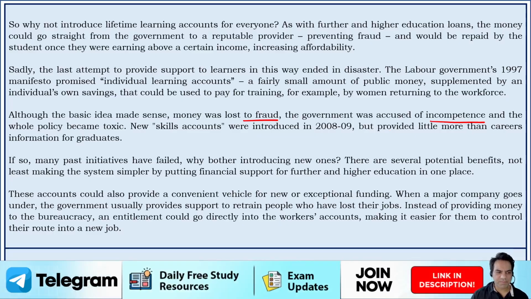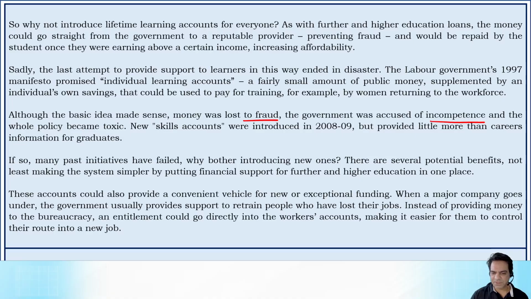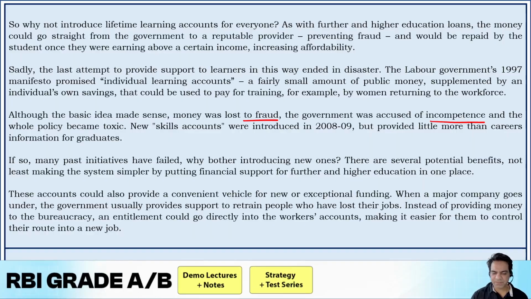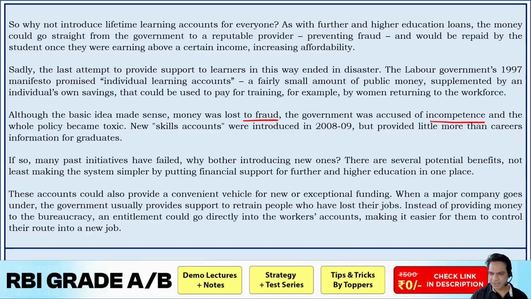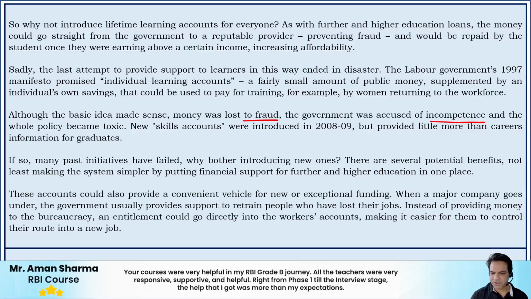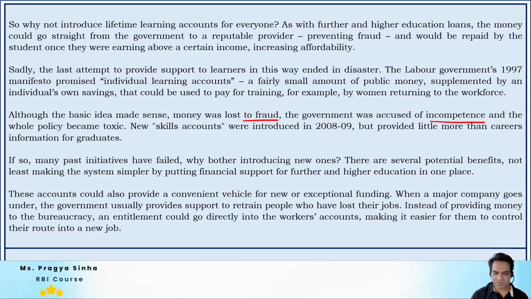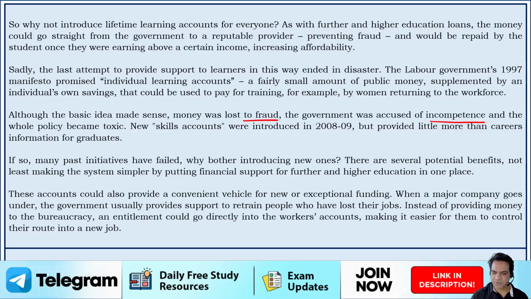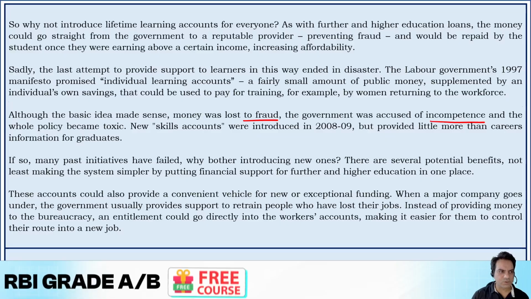So if so many past initiatives have failed, why bother introducing new ones? There are several potential benefits, not least making the system simpler by putting financial support for further and higher education in one place. These accounts could also provide a convenient vehicle for new and/or exceptional funding. When a major company goes under, the government usually provides support to retrain people who have lost their jobs. Instead of providing money to the bureaucracy, an entitlement could go directly to the workers' accounts, making it easier for them to control their route into a new job.